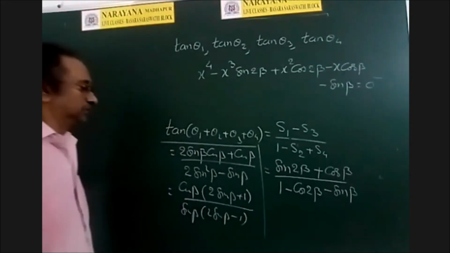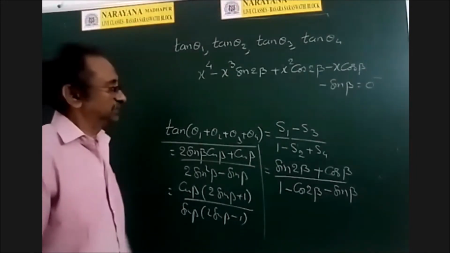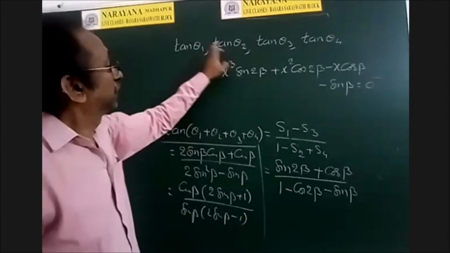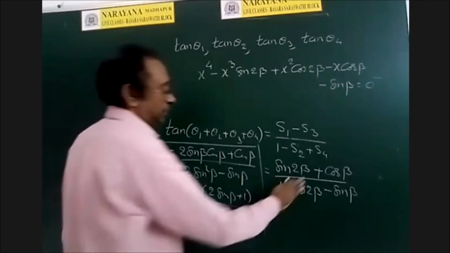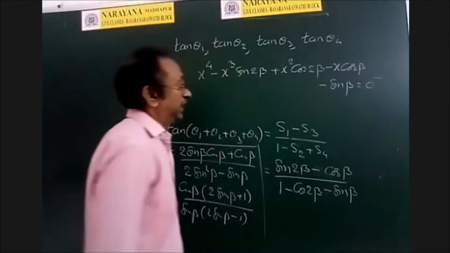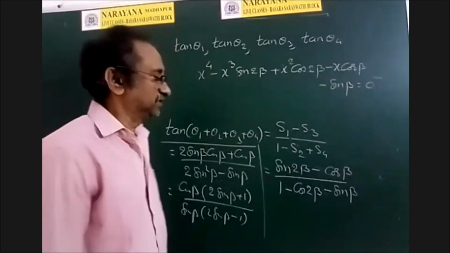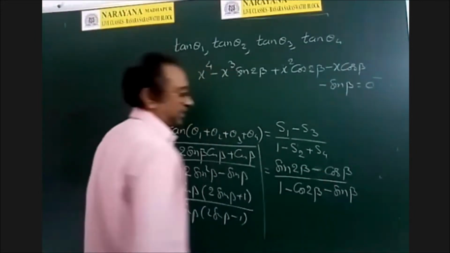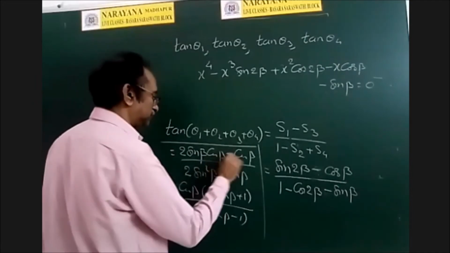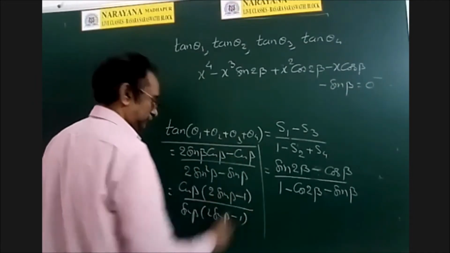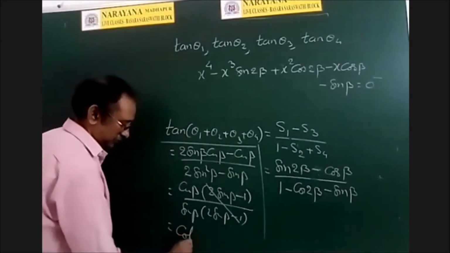Is it minus 1? No, something is wrong there. See once again. S1, that is minus of minus sin 2 beta, and minus S3. Oh, S3 is already minus of minus cos beta, but there is minus here. So you keep it like that only. Therefore, in the numerator there is minus. And definitely these two will be cancelled. So the answer is cot beta.